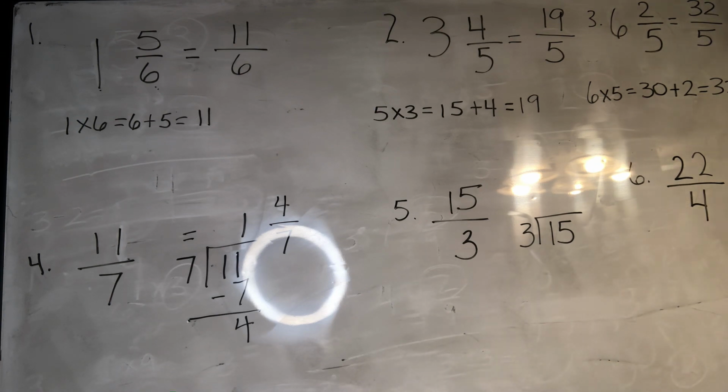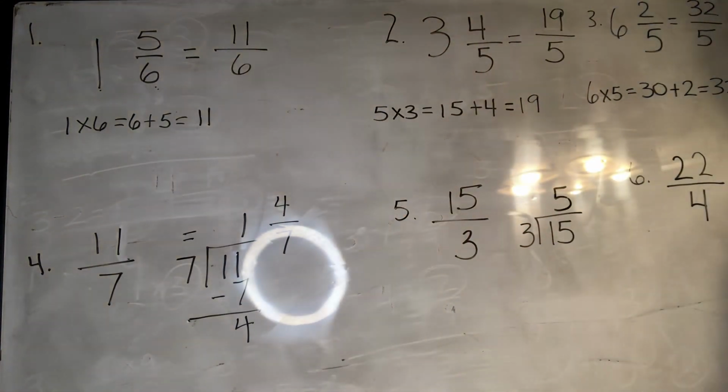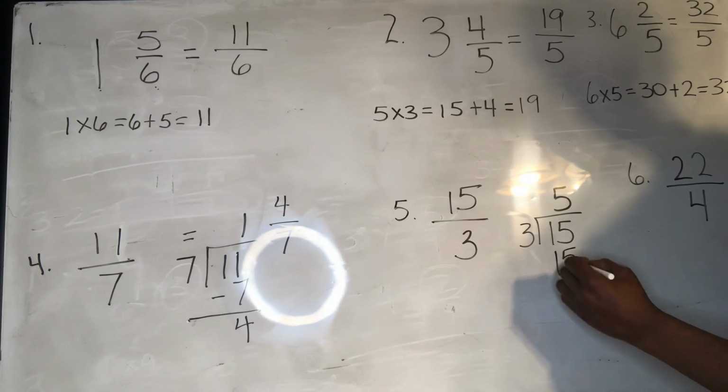What's 3 times 4? 3 times 4 is 12. We're almost there. What's 3 times 5? 3 times 5 is 15. Oh shoot, we got there. So 3 times 5 gives us 15. So he said 5 groups to get us there. 5 times 3 will get us 15.